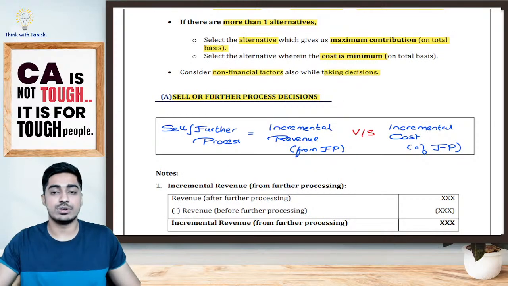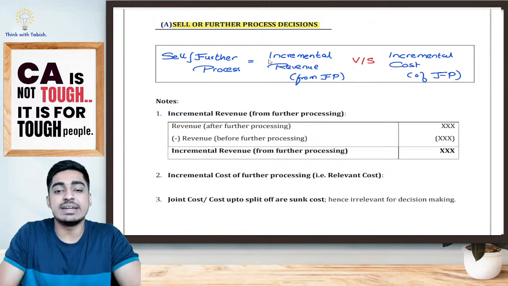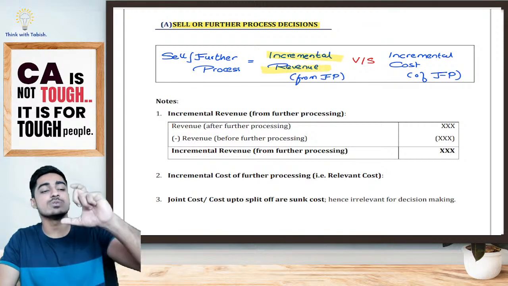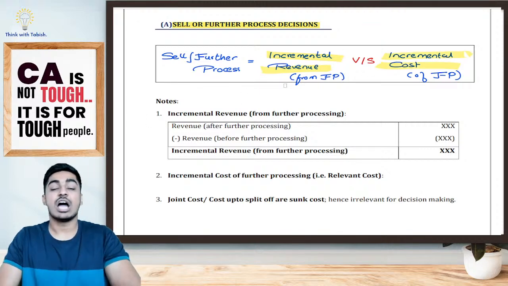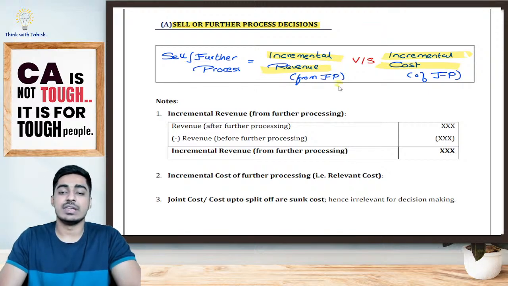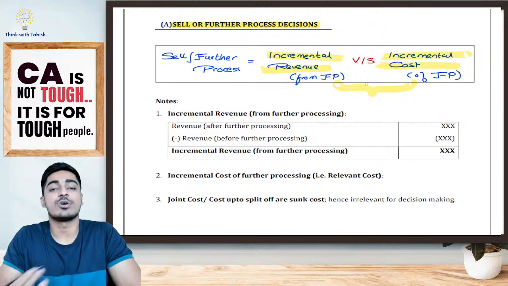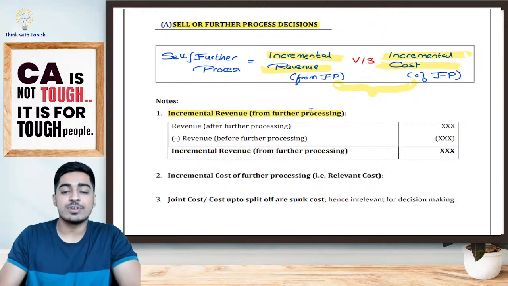So what is it that we are going to do? Firstly, we see what is the incremental revenue we get by further processing. How much extra revenue we will get if we further process the goods. In our example, 1,000 rupees extra we got. This we compare with the incremental cost. How much extra cost we should incur to further process the goods. Now we compare. If incremental revenue is more, we accept. If cost is more, we do not accept. Simple.